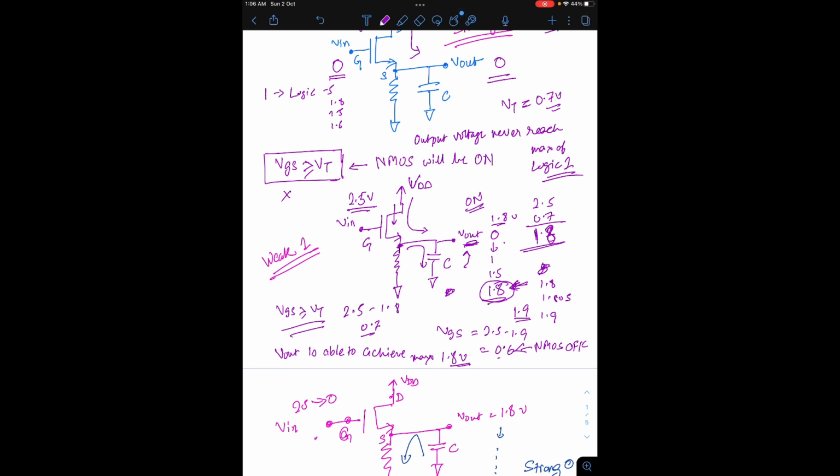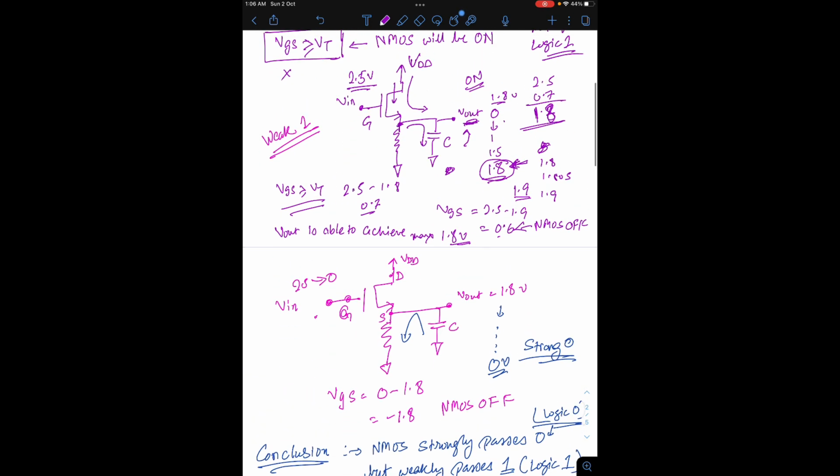It is lesser than the logic 1 voltage by VTN, which is the threshold voltage of NMOS. So it is not able to reach. Now again, when I flip from logic 1 to logic 0, like 2.5 to 0, what will happen, guys? The VGS voltage will be negative, of course, and the NMOS will be off. So when the NMOS is off, the current will find a path to discharge the capacitance through this resistance, and slowly from 1.8 volt it will go to 0.